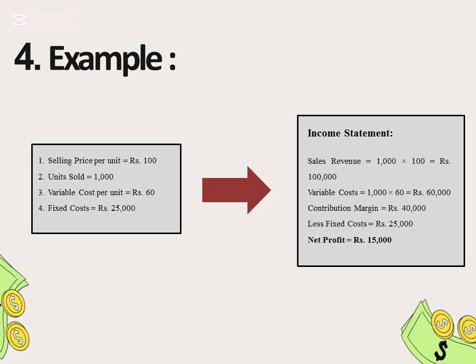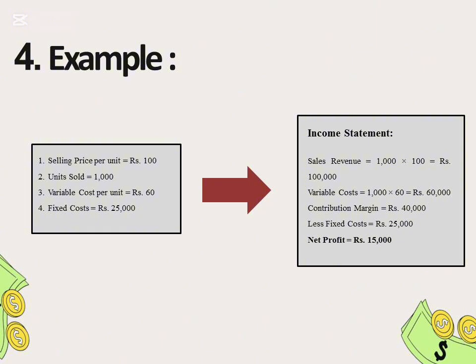Sales revenue: 1000 units multiplied by 100 rupees equals 100,000 rupees. Variable cost: 1000 units multiplied by 60 rupees equals 60,000 rupees. Contribution margin: sales minus variable cost, 100,000 minus 60,000 equals 40,000 rupees. Less fixed cost 25,000 rupees.